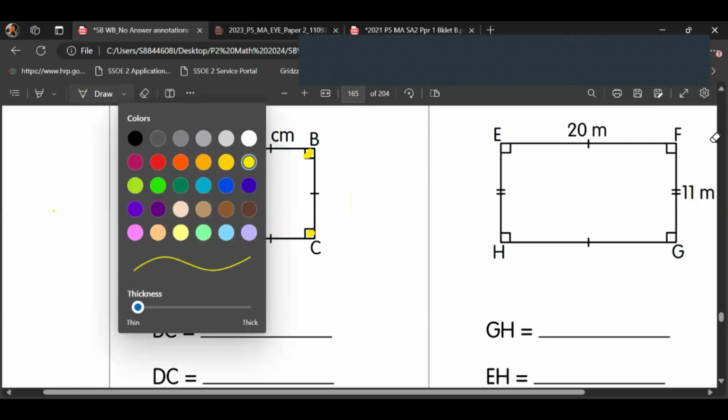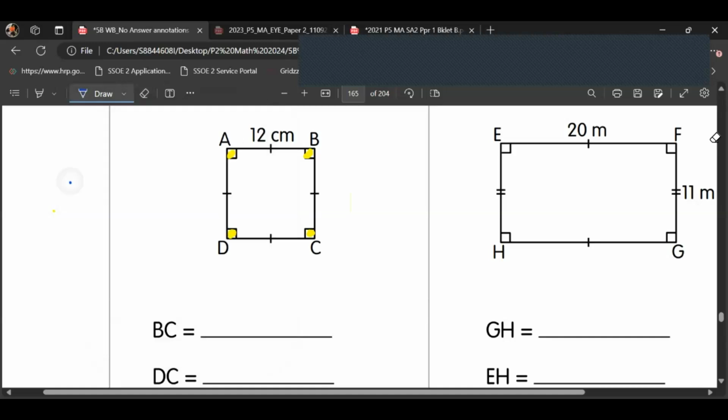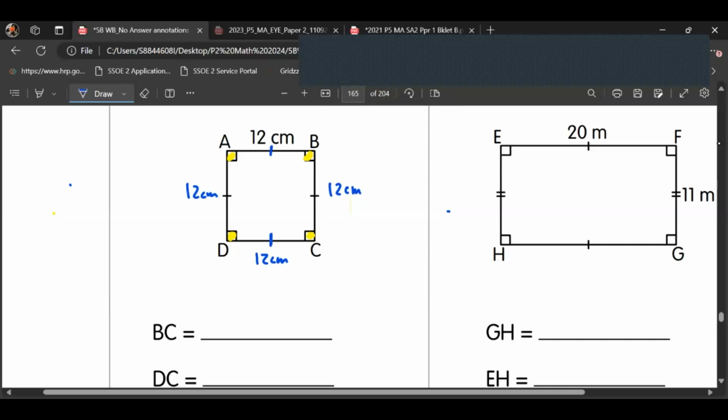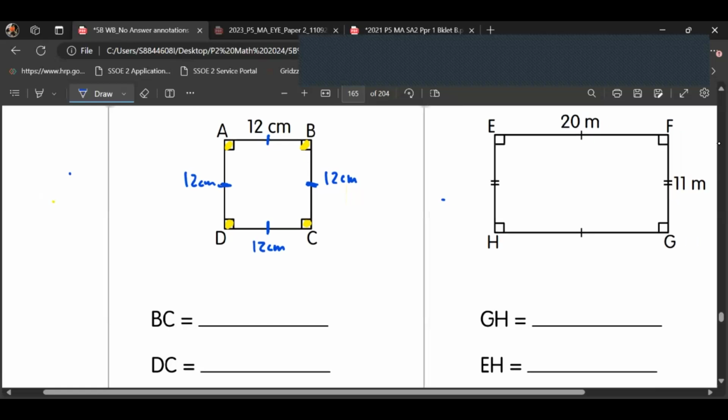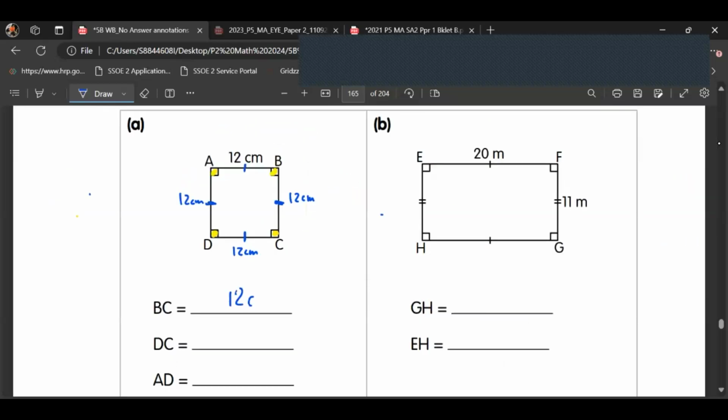Then it says there, four sides are equal, so they are all 12 centimeters. And you realize it's marked out by this marking here, the little dash. So you can fill in the measurements easily. Don't forget the units. Because it's a square, the four equal sides are marked out by the blue color dashes.